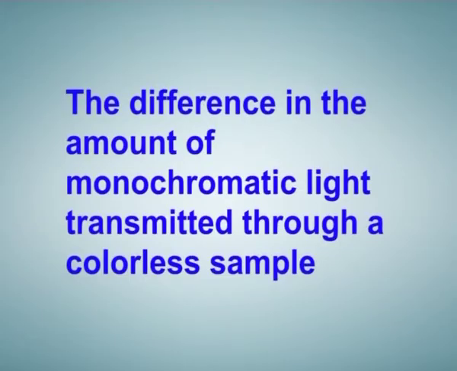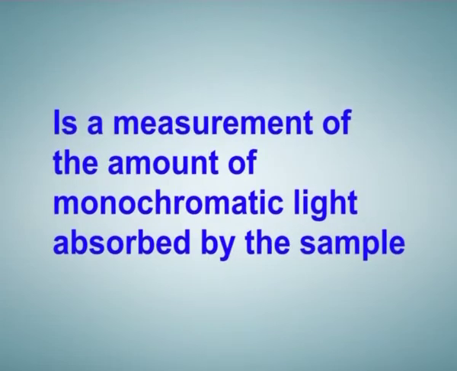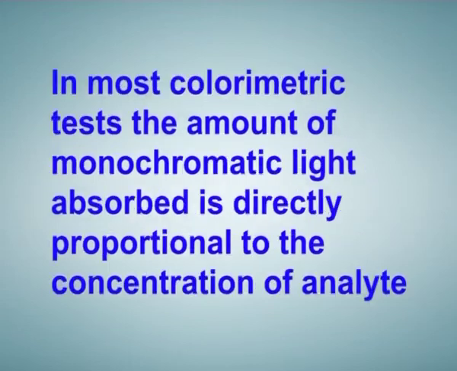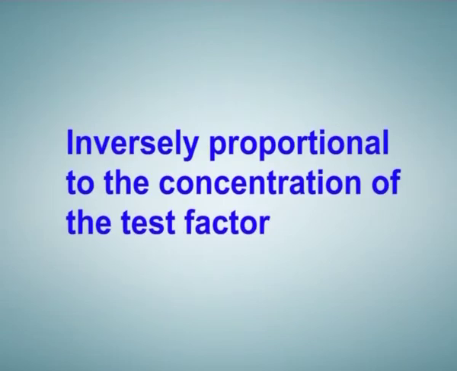The difference in the amount of monochromatic light transmitted through a colorless sample and the amount of monochromatic light transmitted through a test sample is a measurement of the amount of monochromatic light absorbed by the sample. In most colorimetric tests, the amount of monochromatic light absorbed is directly proportional to the concentration of analyte. However, for a few tests, the relationship is reversed and the amount of monochromatic light absorbed is inversely proportional to the concentration of the test factor.